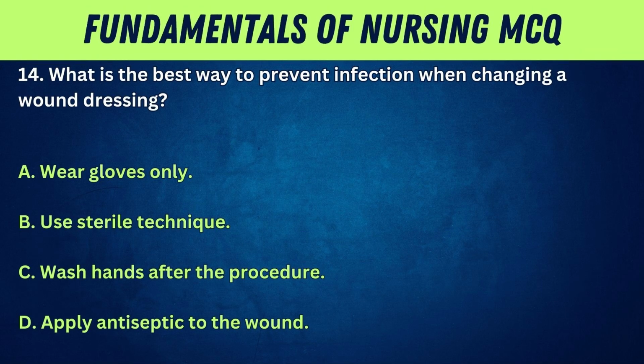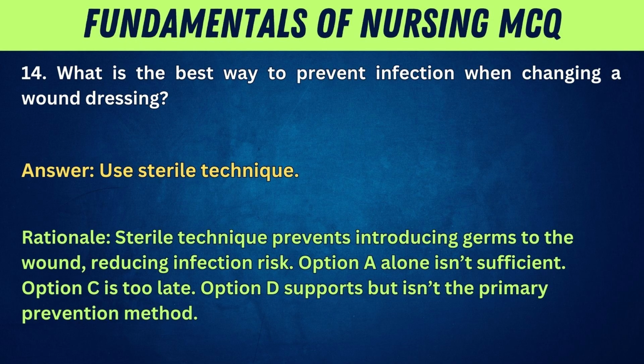14. What is the best way to prevent infection when changing a wound dressing? A. Wear gloves only. B. Use sterile technique. C. Wash hands after the procedure. D. Apply antiseptic to the wound. Answer: use sterile technique. Rationale: sterile technique prevents introducing germs to the wound, reducing infection risk.